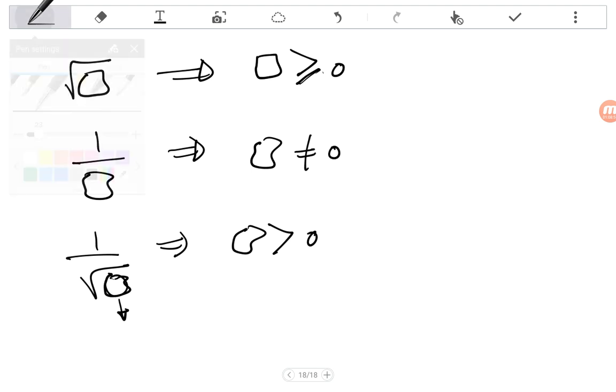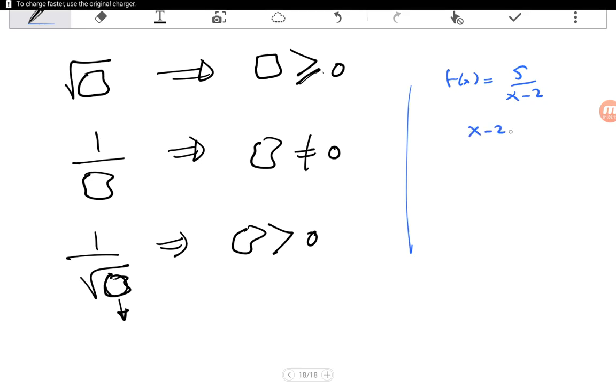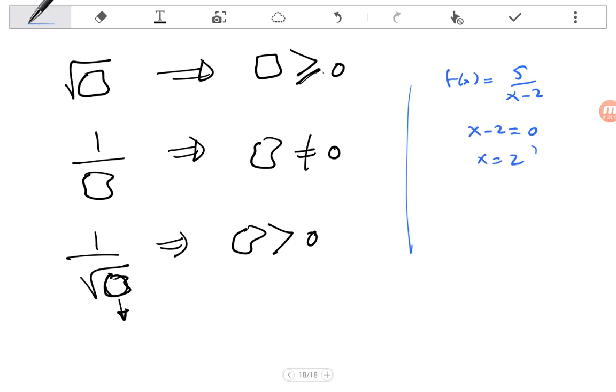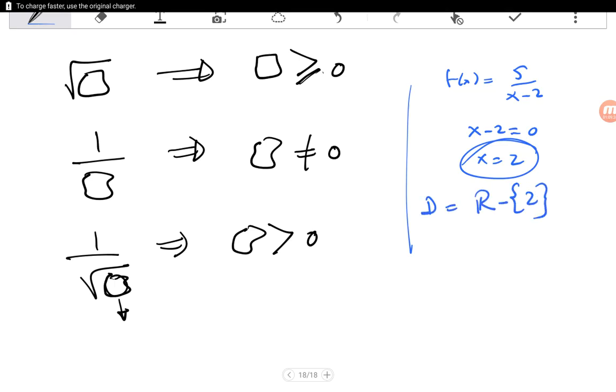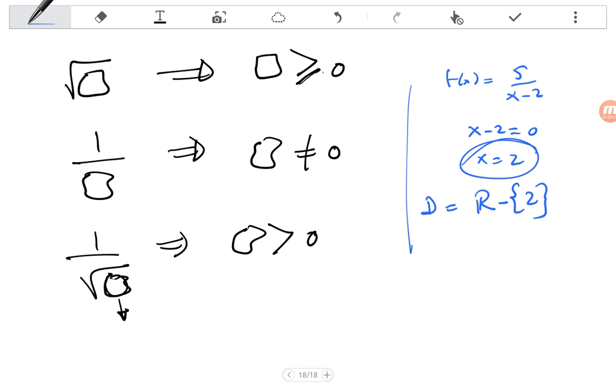So, for example, if I had f of x is equal to 5 over x minus 2, what is the domain of this function? We need to find the exclusions of this expression. I have here a denominator, so it is not allowed to put x minus 2 equal to 0, which is x equal to 2, that is the excluded value. So we say here that the domain is R excluding 2.